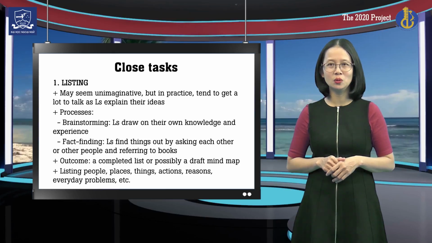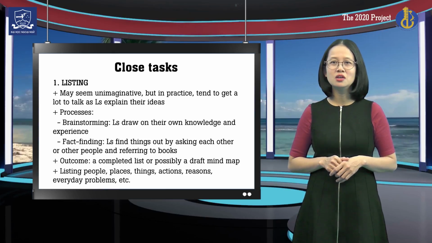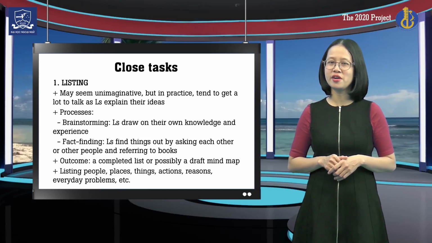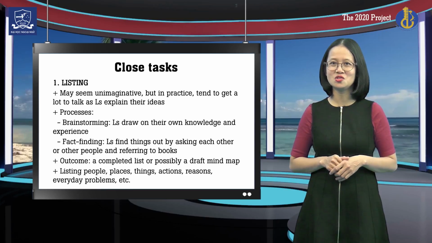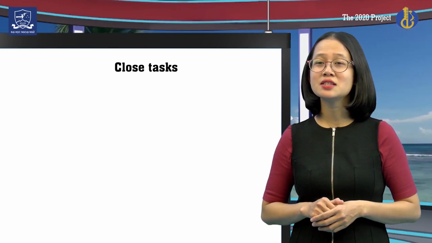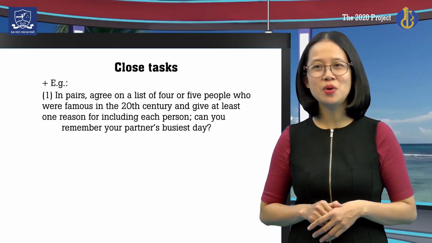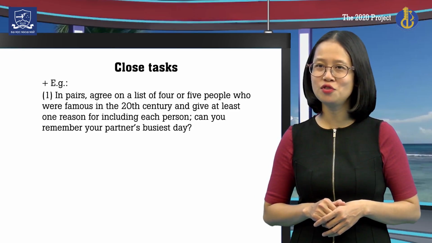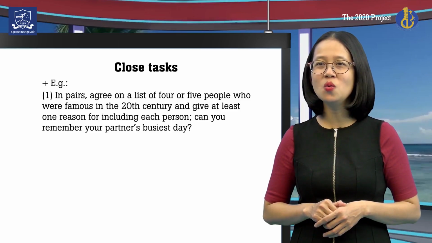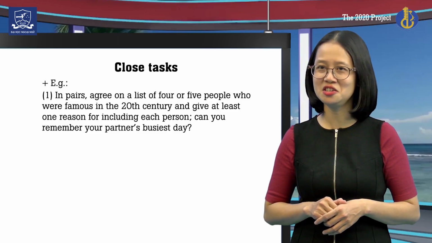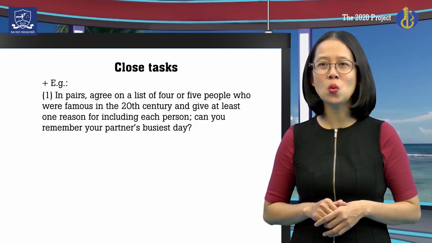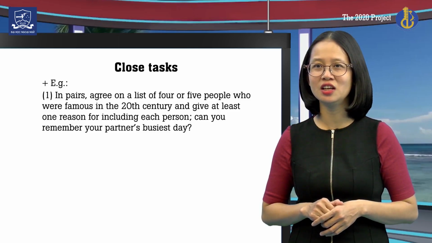You can list people, places, things, actions, reasons, everyday problems, things to do in various circumstances, etc. Some examples are: Activity 1. In pairs, agree on a list of 4 or 5 people who were famous in the 20th century and give at least one reason for including each person.